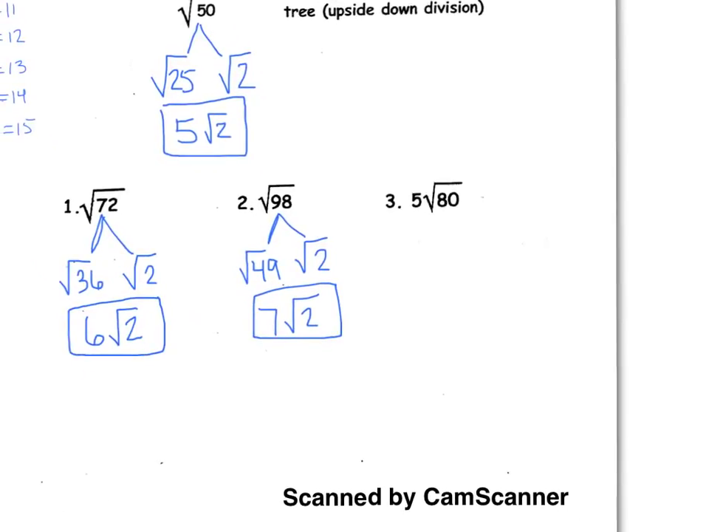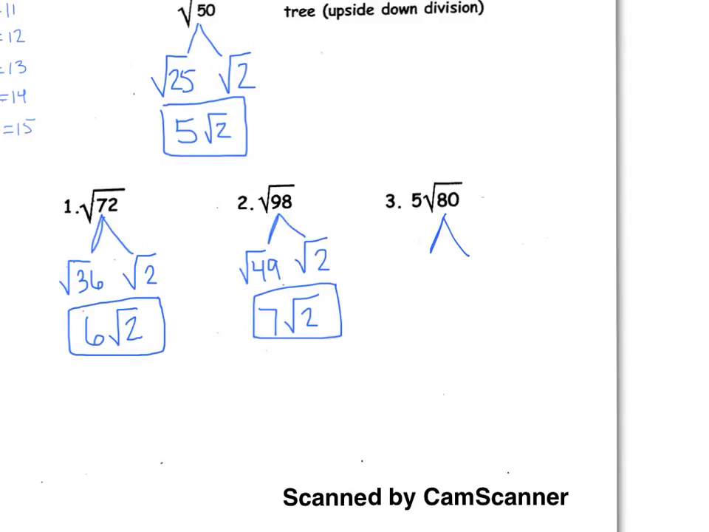So what happens though if we have a number out front? We have a 5 in front of the radical. Well, it turns out that the 5 doesn't really make any difference until the very end. So our goal is still going to be to simplify this radical, and then we'll take care of the 5 at the end. So we're going to take care of this radical.